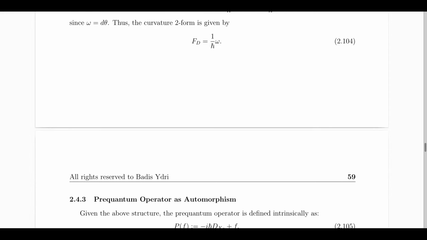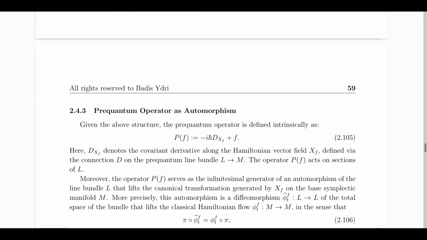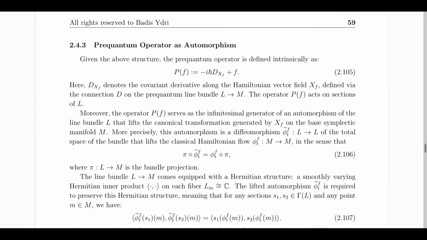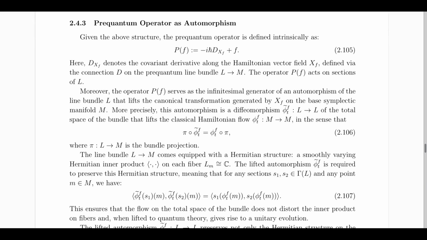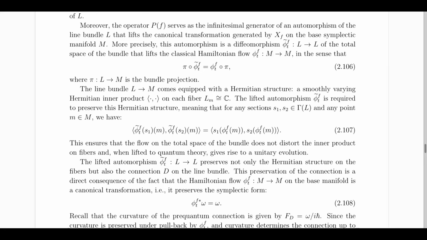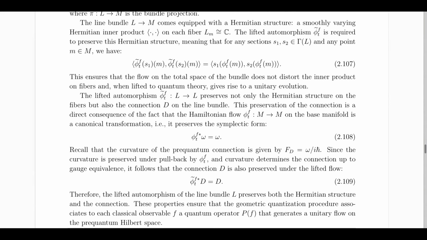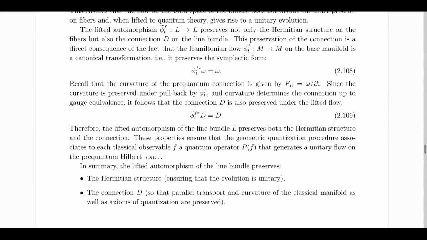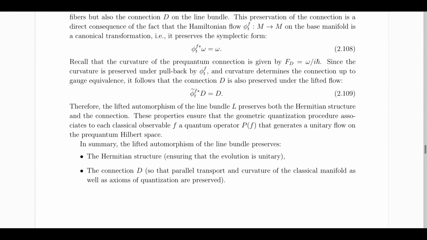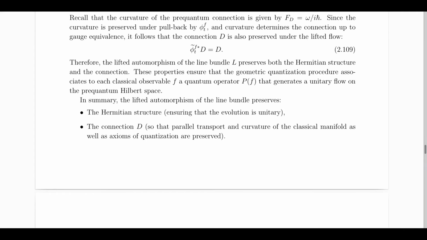Prequantum operator as lifted flow generator. When viewed geometrically, the operator P of f acts as the generator of a lifted automorphism on the total space of the line bundle. This automorphism mirrors the classical Hamiltonian flow on phase space, but it operates on quantum wave functions, preserving both the fiber structure and the Hermitian metric. In this way, each classical symmetry, when generated by a function f, becomes a quantum symmetry acting on sections of the bundle.